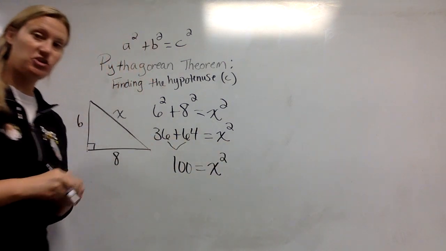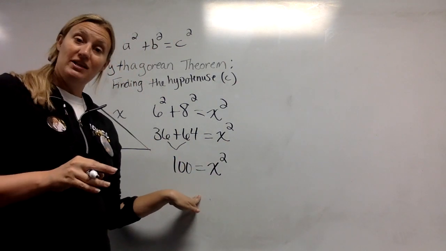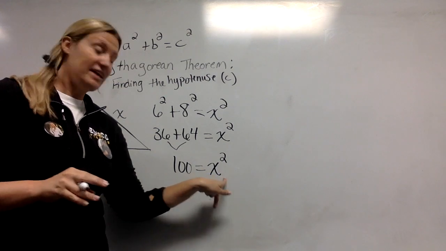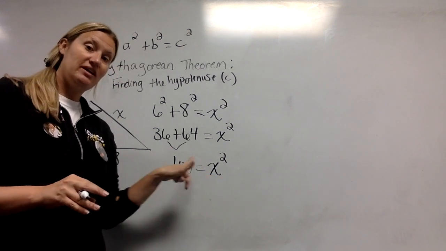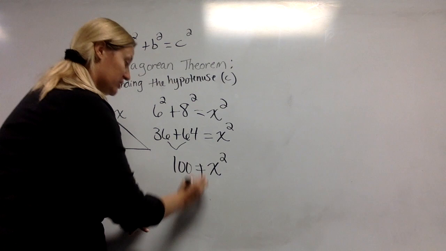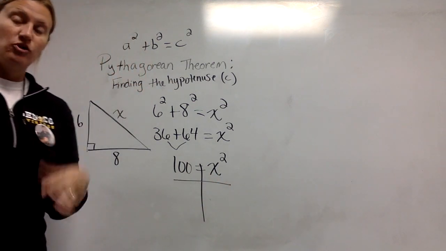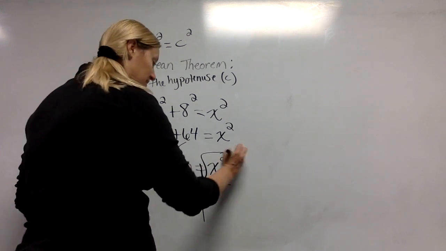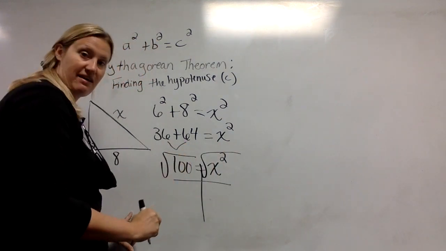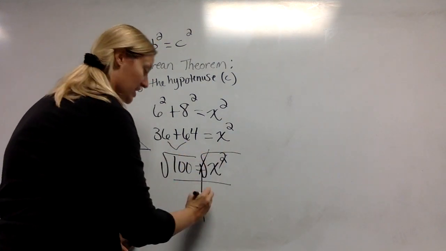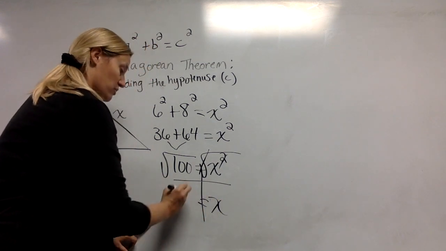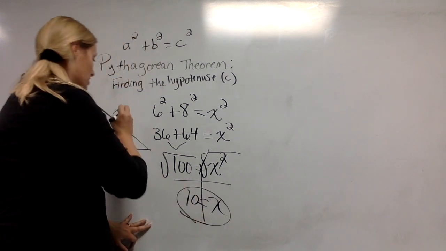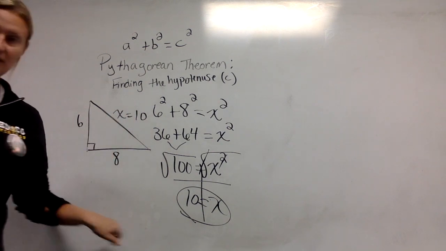That equals X squared. Do not stop here. I have a lot of students who stop here, and that is wrong. I don't know what X is yet. I know what X squared is. So now we need to solve this equation. We have learned that the inverse of squaring is square rooting. So we're going to use the inverse and balance the scale. The squared and square root cancel. The square root of 100 is 10. So our missing side length is 10.